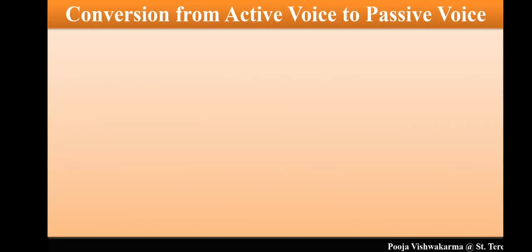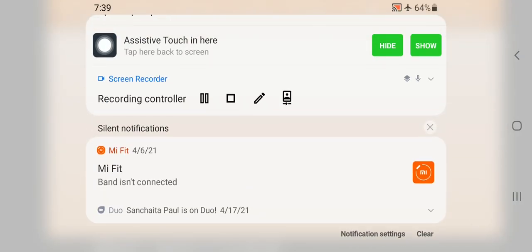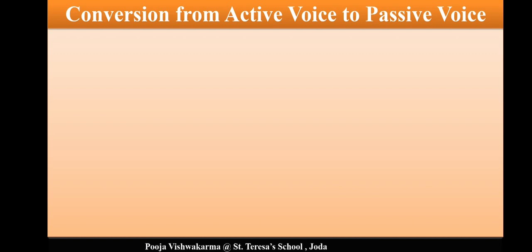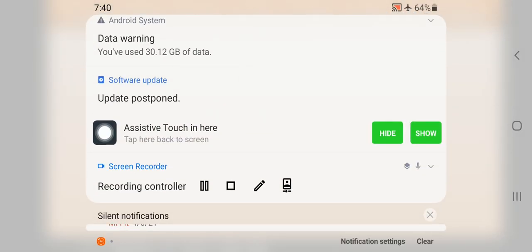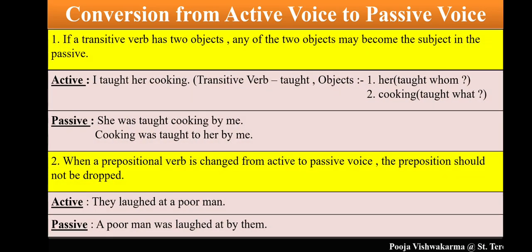Now we'll be dealing with the conversion from active to passive voice. There are cases that we need to consider when any question is given to us. Suppose in a sentence there is a transitive verb and it has got 2 objects in it. Okay. So children, you can use any of the 2 objects and make that the subject in the passive voice. Like I taught her cooking.